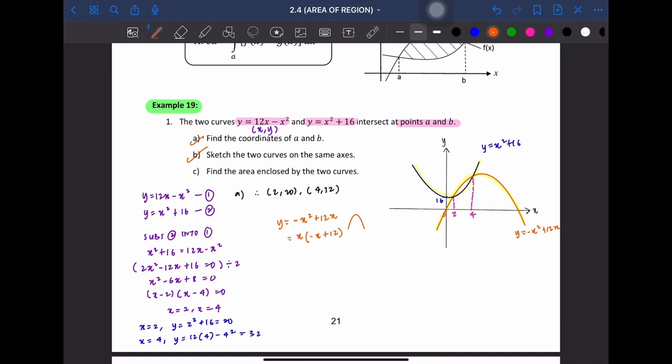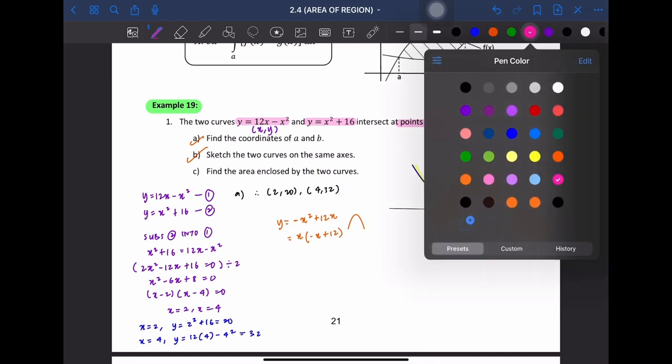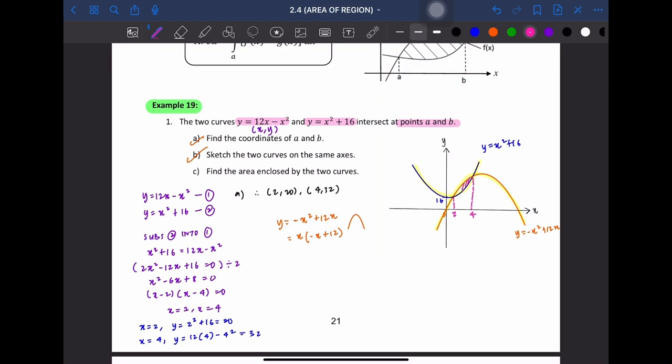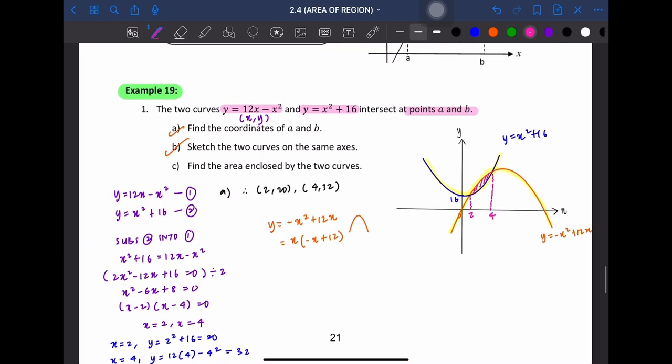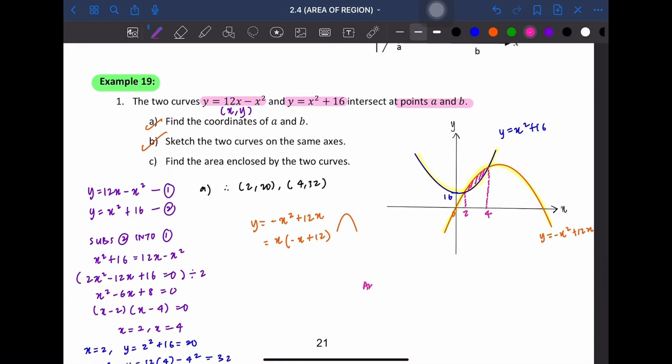So there is only one possible area, which is here, the pink one, in the middle. Okay, so let's find the area. Since you notice that the area is from 2 until 4 and this is the value of x, so we're going to use the x.